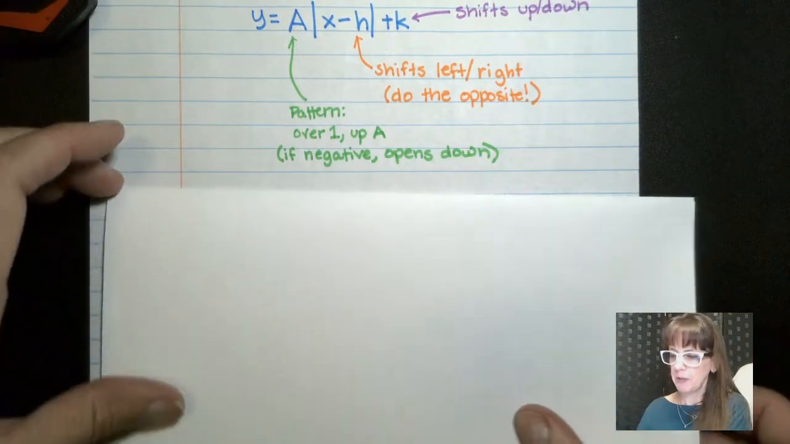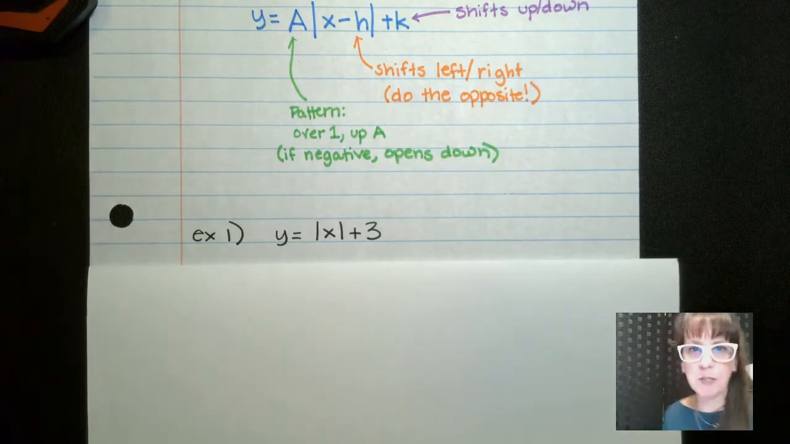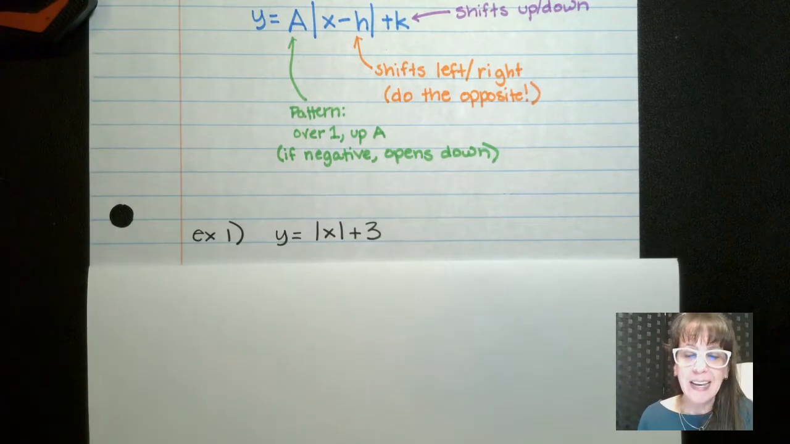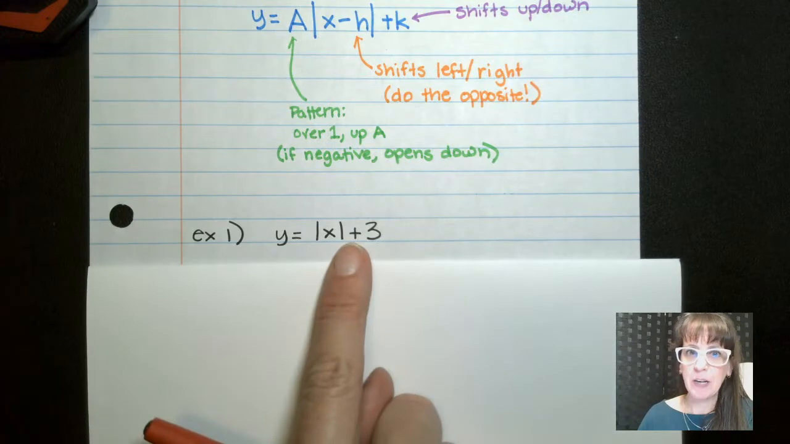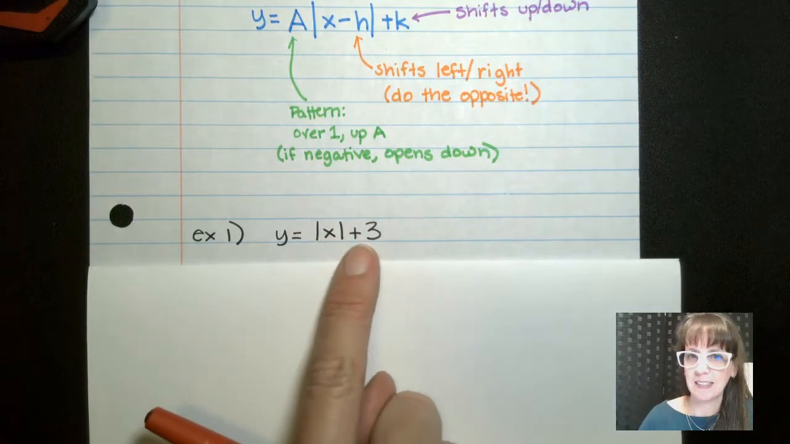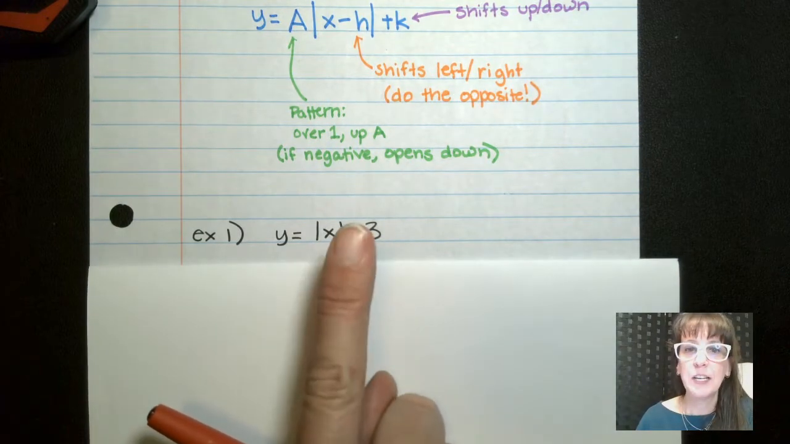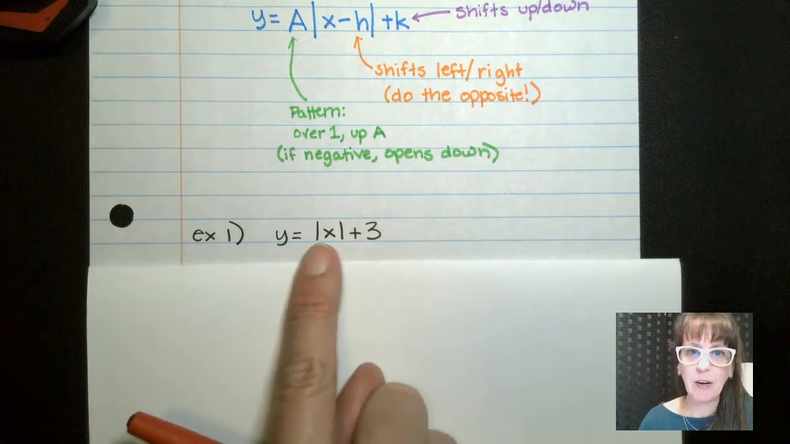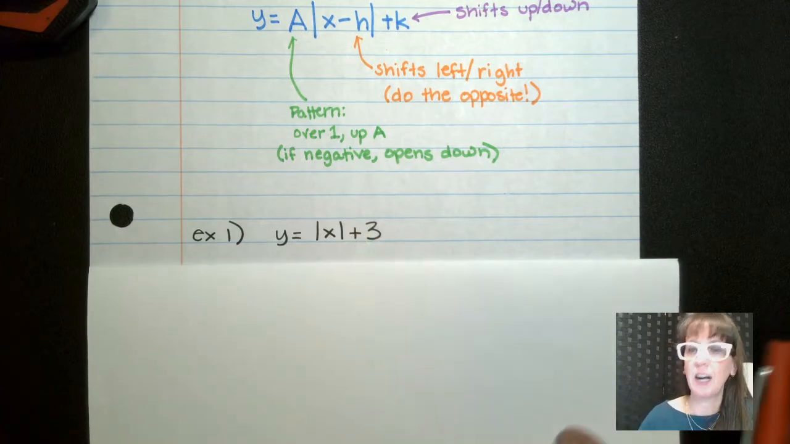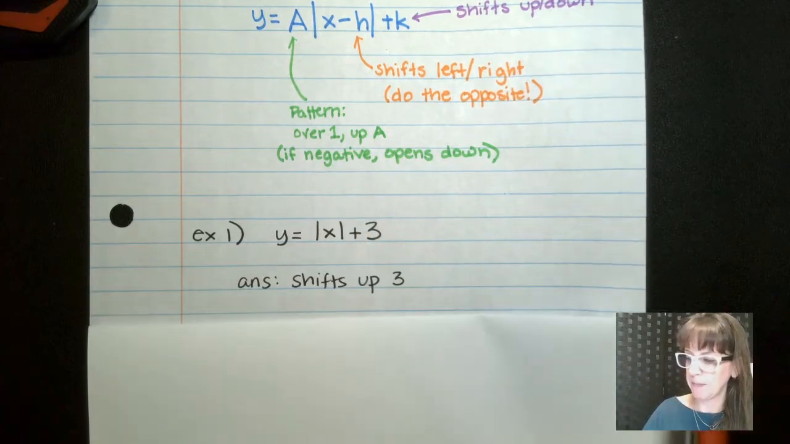So for our first one, we have y equals the absolute value of x plus 3. Now, based upon our notes, we know that if it's not attached to the x, if it's on the outside, it's going to be up and down. So this graph is going to be our parent graph, only shifted up 3.